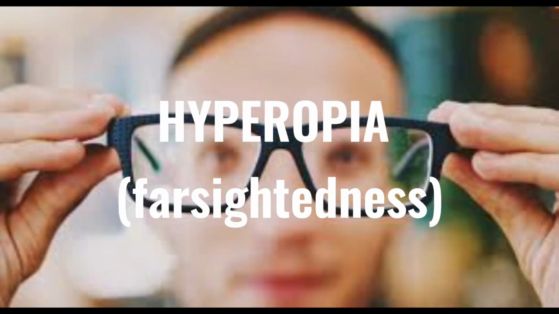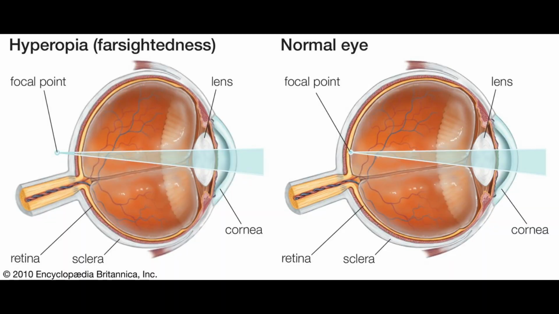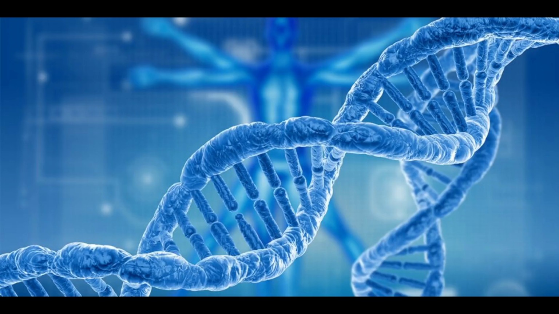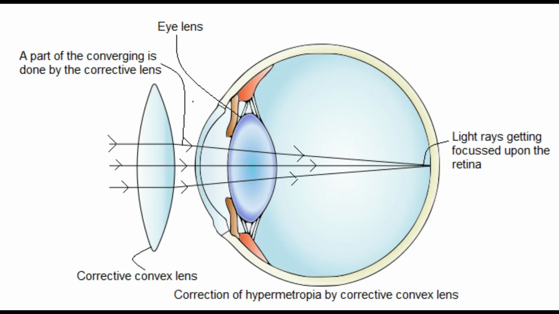Next is hyperopia, or farsightedness, to recall easily. This occurs when the eyeball is too short or the cornea is too flat, causing light to focus behind the retina. This is often due to genetics or age-related changes. This can be corrected with convex lenses.